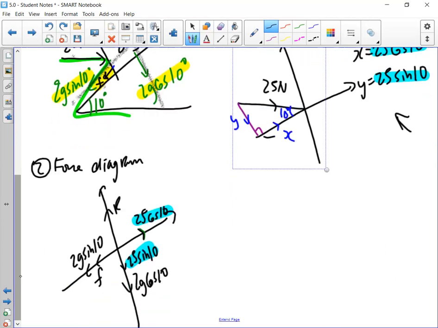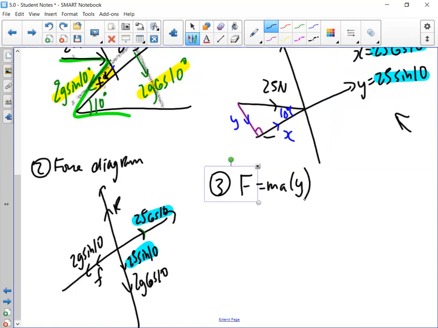Once you've got a force diagram, then you can use your F equals ma in X and Y. Personally, I will do F equals ma in the Y direction first, because chances are there's no acceleration on the Y axis. There will be, but not for now, because the particle is moving along the x-axis. So the particle is moving along here like this. Therefore, on the y-axis, there will be no acceleration. If there's no acceleration on y, that's equilibrium.